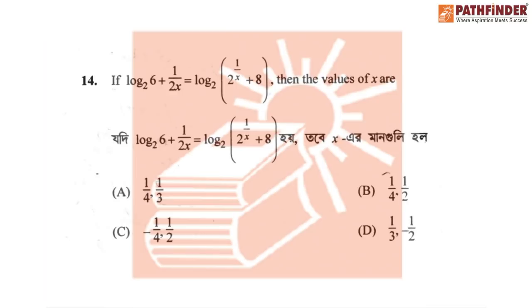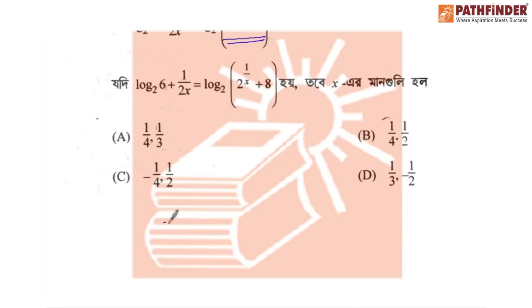Next question is question number 14. In this question it is given that log base 2 of (6 + 1/2x) is equal to log base 2 of (2^(1/x) + 8). This entire thing is under the log. So the given equation is log base 2 of (6 + 1/2x) is equal to log base 2 of (2^(1/x) + 8).